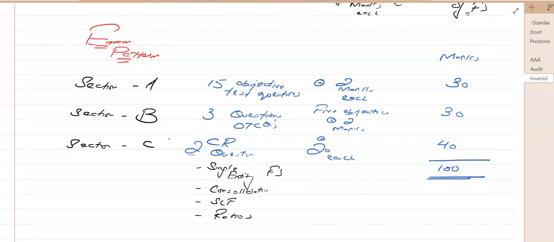Nowadays the examiner sometimes merges these questions. For example, they merge the single entity financial statement with the ratios. Sometimes they merge the ratios with the cash flow. Sometimes the consolidation with the cash flow. Sometimes consolidation with the ratios. So nowadays they are merging these topics as well.